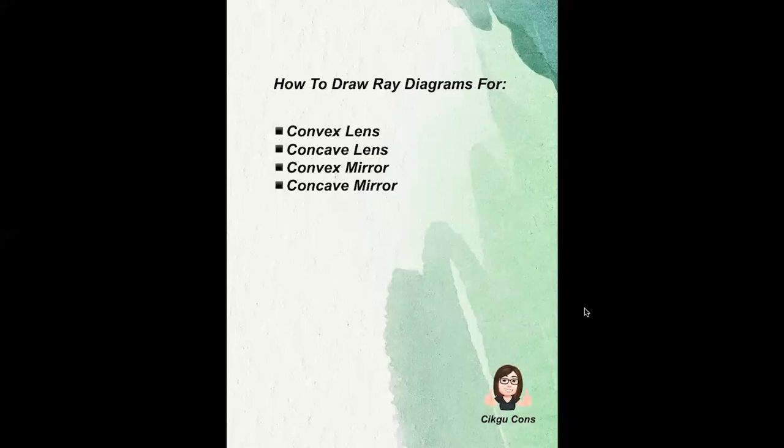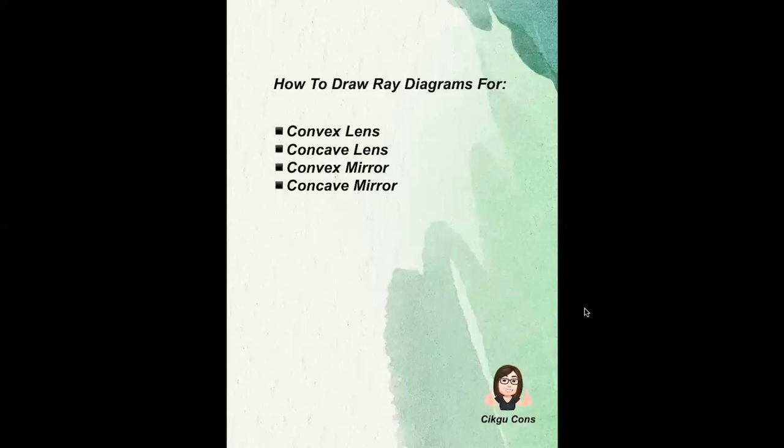So please pay attention to how to draw the ray diagrams, because it is not that hard. It's just that you have to know the rules in drawing the ray diagrams. The main point here is for you to get the intersection of 2 lines to get the position of the image produced. All right, so let's start.